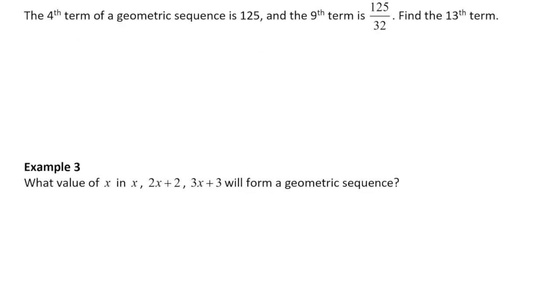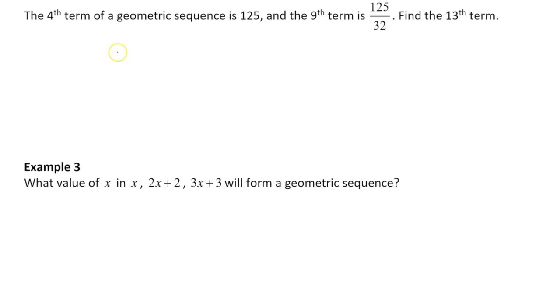Okay, next example says the 4th term of a geometric sequence is 125, and the 9th term is 125 over 32. Find the 13th term. Okay, so we have a couple ways that we'd be able to take a look at this. Just because we're getting used to this for the first time, I'm going to go a little bit slowly.